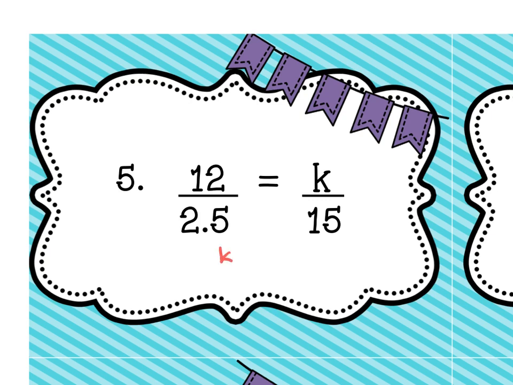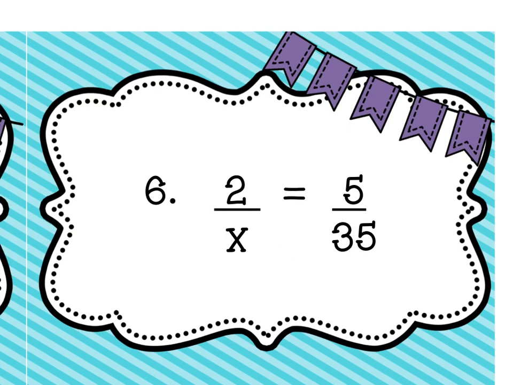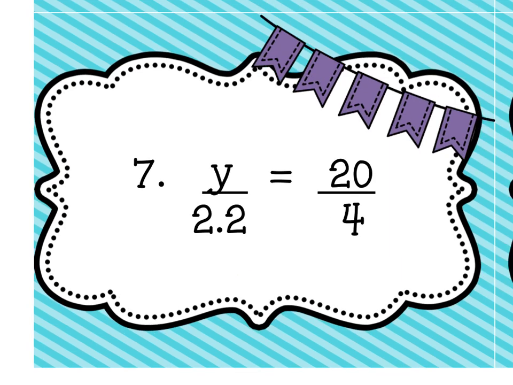K equals 72. Now let's move on to task card number 6. What does X equal on task card number 6? X equals 14. Go on to number 7, please. In order to make this proportion, Y would equal what number? Y equals 11.